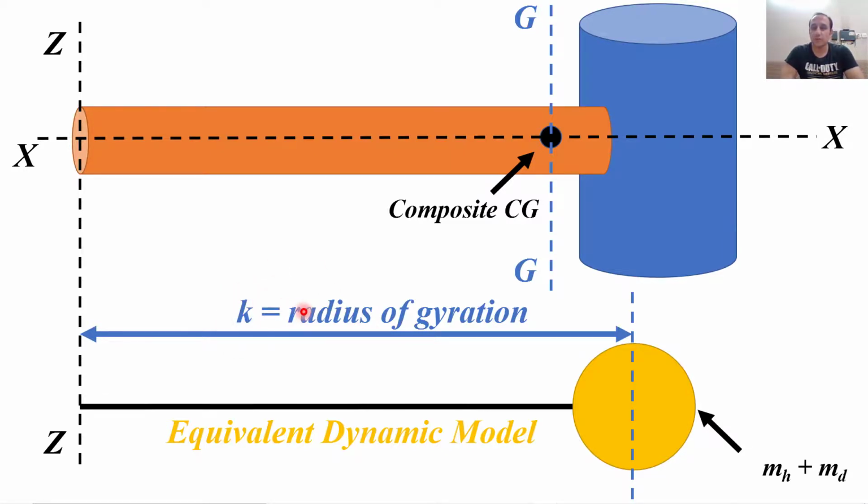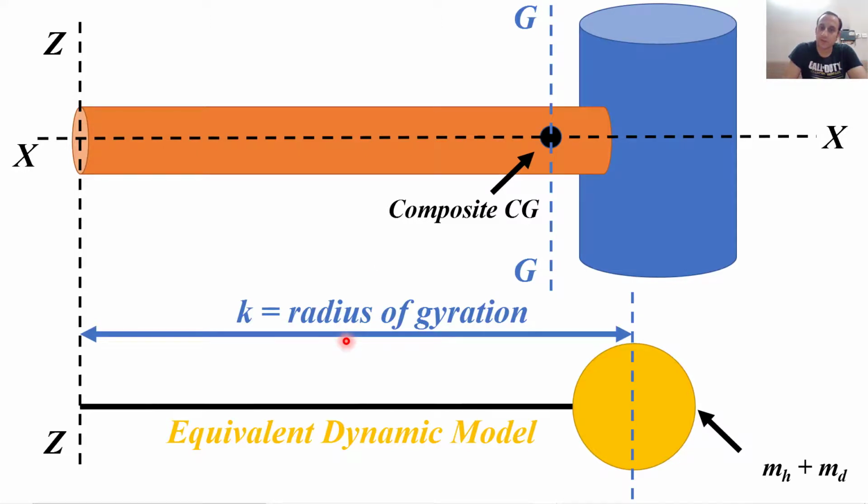So when we use the dynamic equivalent model, instead of using the composite CG, we use the point mass, and the distance of that point mass from the axis of interest is equal to the radius of gyration, denoted by the letter K. This is the radius of gyration. We also don't know the value of this K.